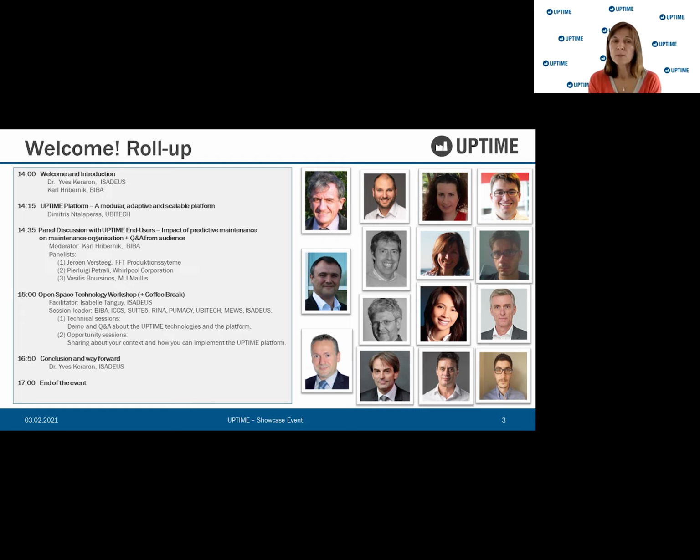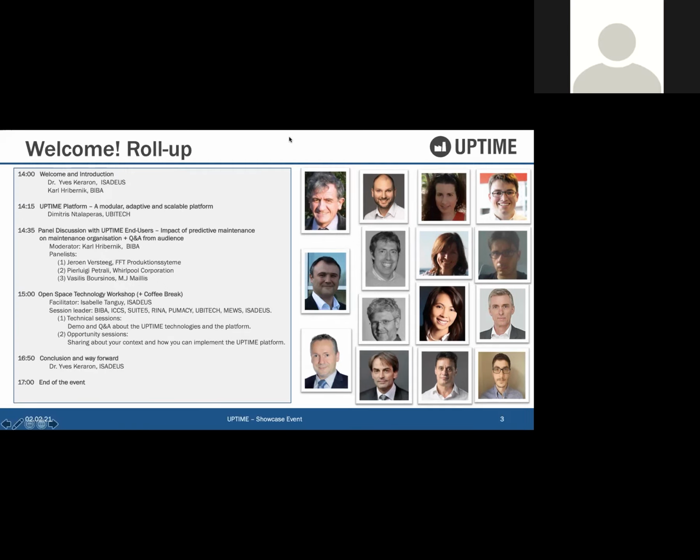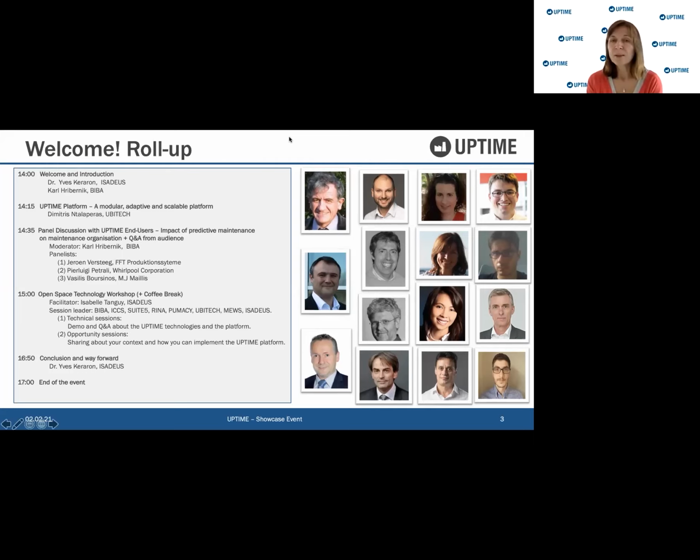Then it will be the end of the first part, and the second part will be using an open space technology workshop. It means that we will be discussing in small rooms and in small groups, and you can choose the topic of your discussion. And then we'll have 1 hour and a half, and then we'll have the conclusion. So that's about the agenda.